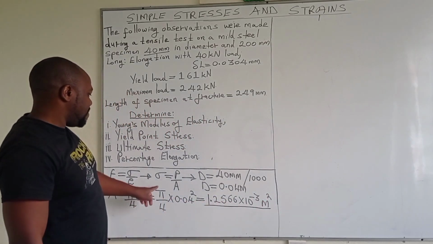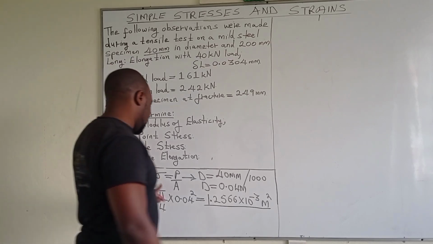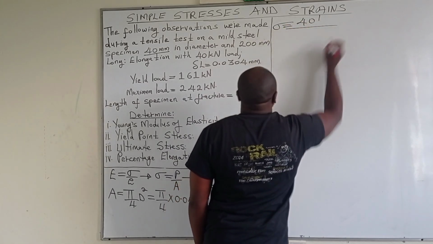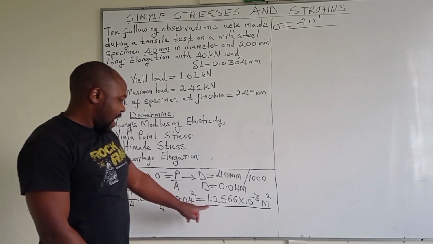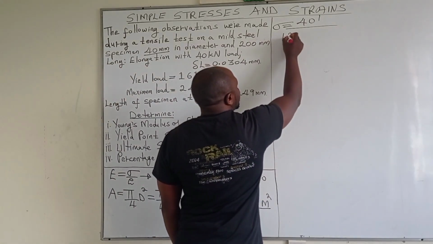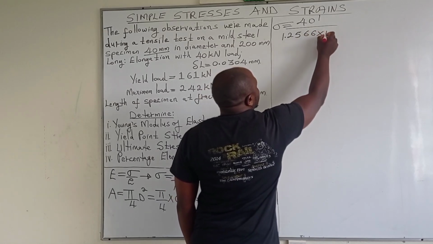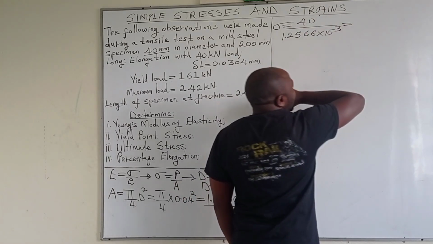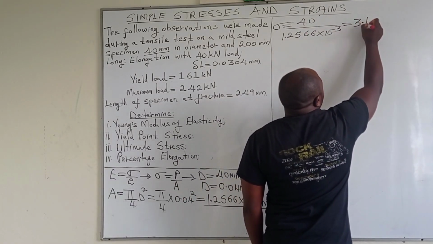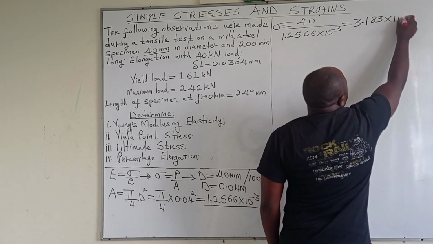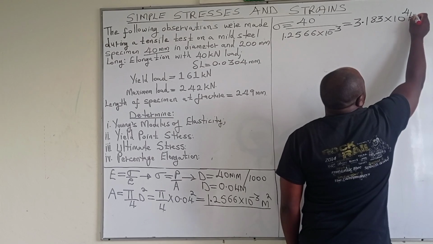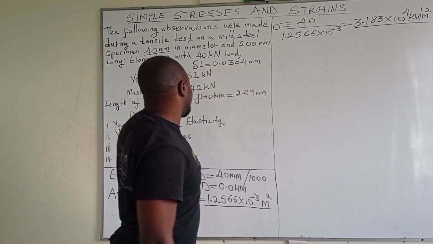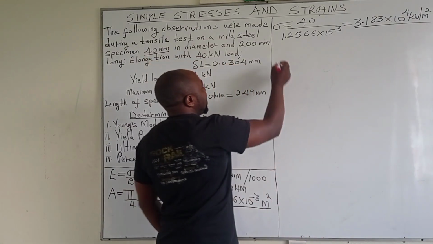Now with the area, we can determine the value of the stress. The stress will be given by a load of 40 kilonewtons divided by an area of 1.2566 times 10 raised to the power of -3 square meters. And this is going to give us a stress of 3.183 times 10 raised to the power of 4 kilonewtons per square meter. So that is the stress subjected to this specimen.